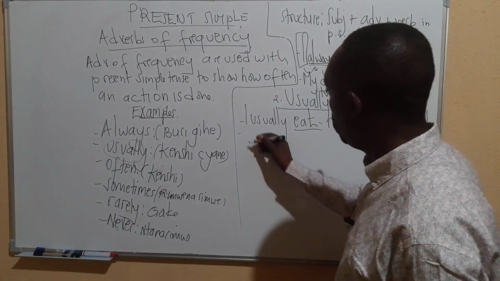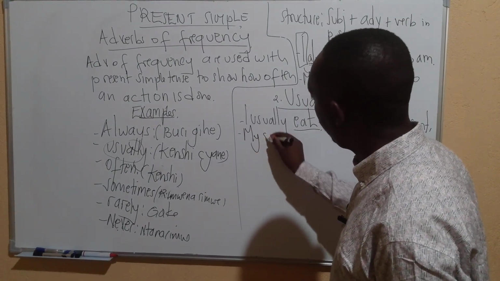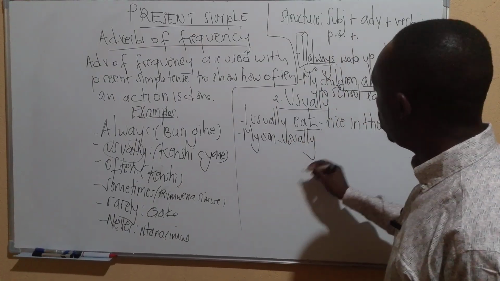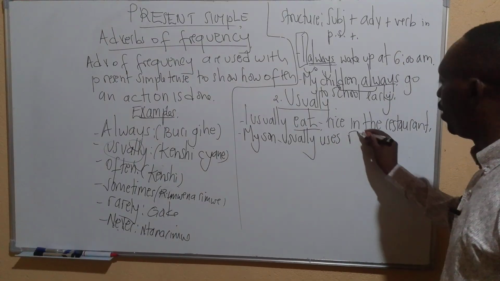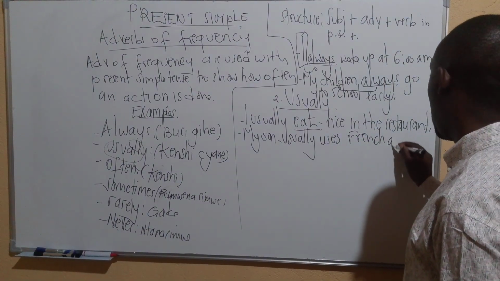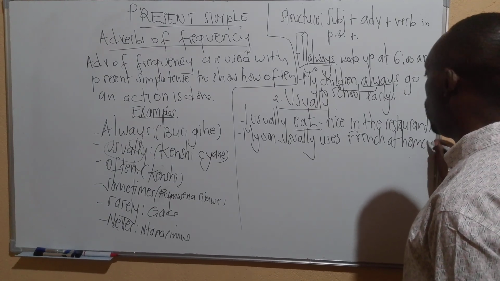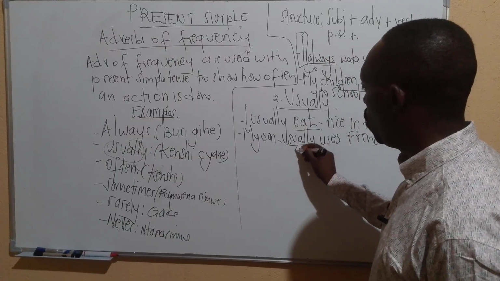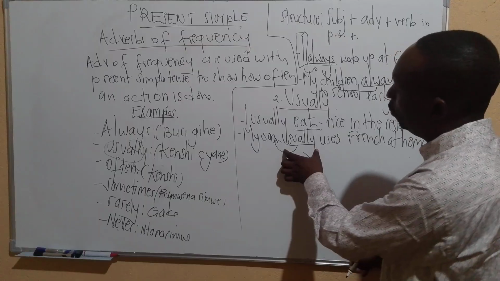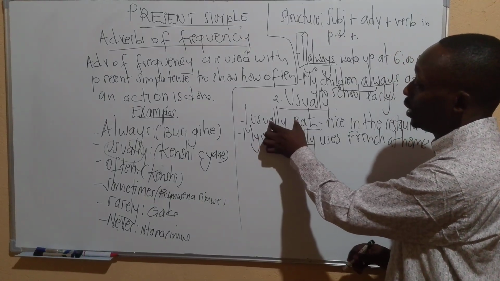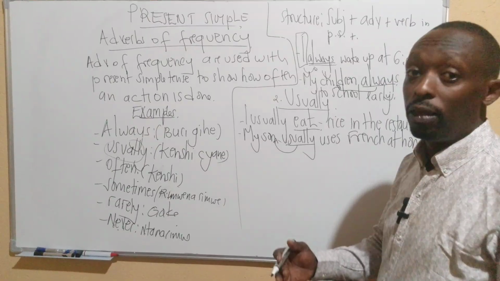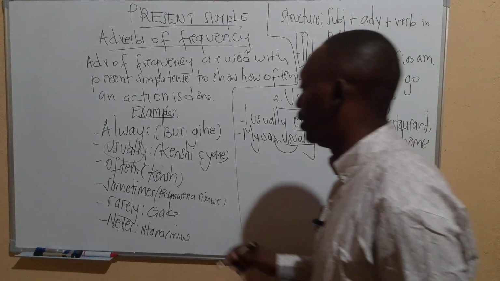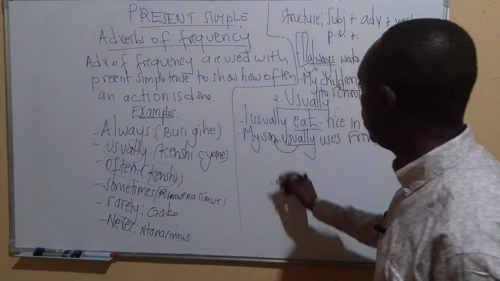We can see another example. My son usually uses French at home. Umuhungu wanjye kenshi cyane akoresha igifaransa mu rugo. Urimo urabibona neza ko this adverb of frequency is coming after subject. When we use these adverbs with the present simple tense to show how often an action happens, we put them after the subject. Let's go to the third adverb, which is often.